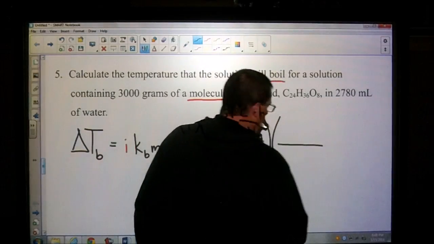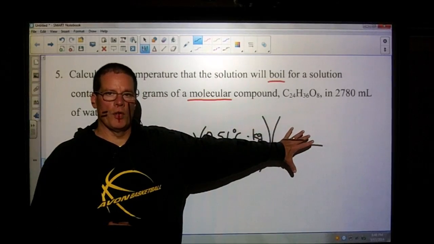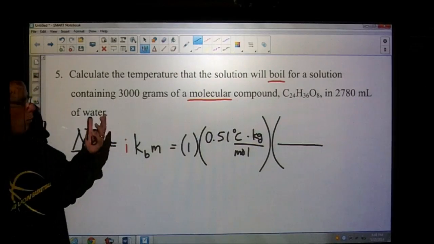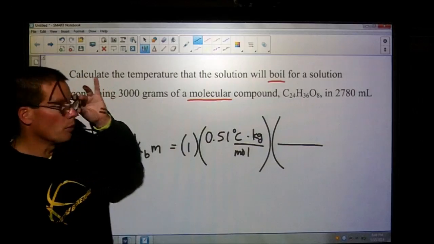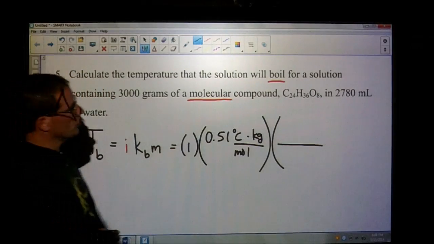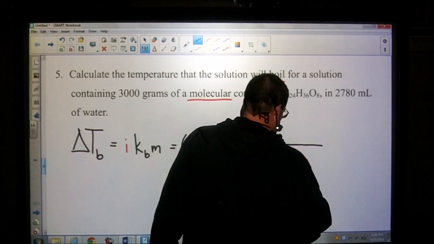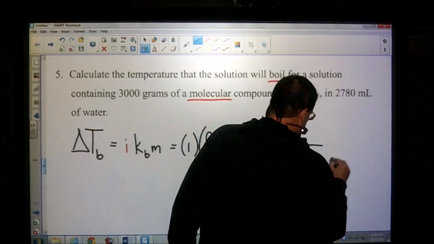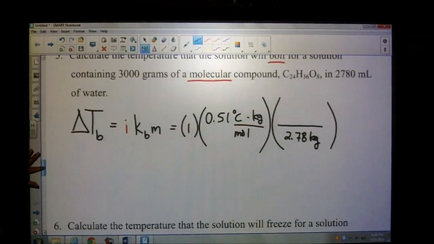If you need to actually calculate the molality and then insert that value in there, just be very careful that you don't round too much and keep your units intact. Don't just put a little m here, actually leave it as moles over kilograms when working that out. All right, so our 2,780 milliliters, convert that into kilograms. Very good, 2.78 kilograms.